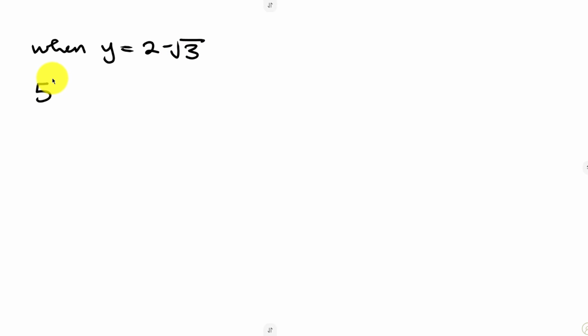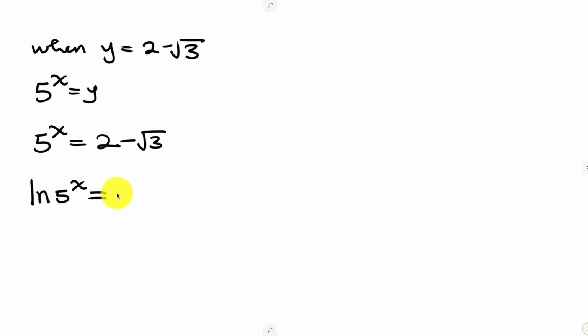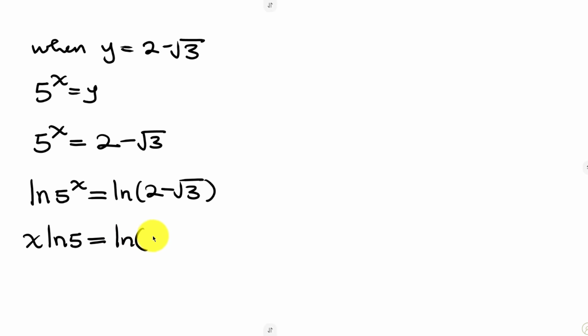Now recall, we are doing 5 to the power of x equal to y. Now substituting the value of y here, we have 5 to the power of x equal to 2 minus the square root of 3. Now taking the ln of both sides, we have ln of 5 to the power of x equal to ln of 2 minus the square root of 3. Now applying the exponential law of logarithm, we have x times ln of 5 to be equal to ln of 2 minus the square root of 3.